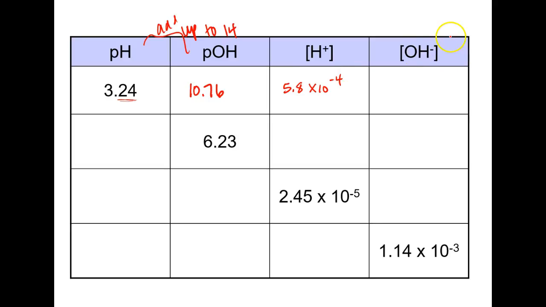Now for OH minus. If we are given pOH, we have really 2 ways to get the OH minus concentration. We can do 10 raised to the negative 10.76, or knowing that kW is 1 times 10 to the negative 14th, you could take 1 times 10 to the negative 14th divided by H plus to get your OH minus concentration. And so the answer should be 1.7 times 10 to the negative 11th.